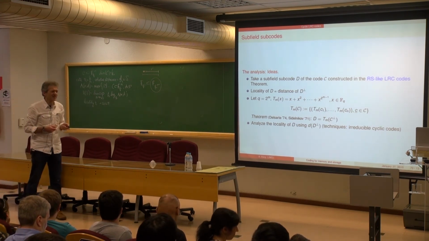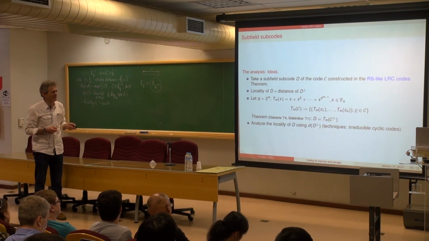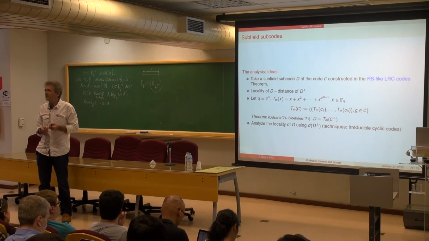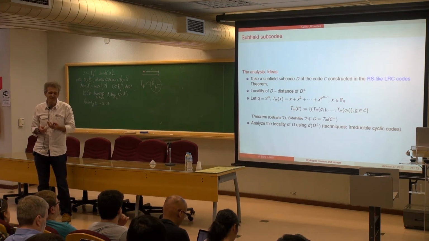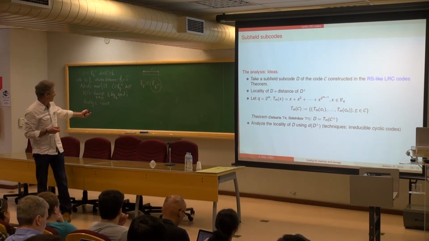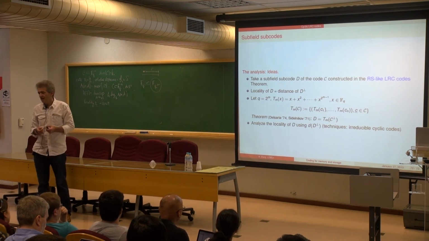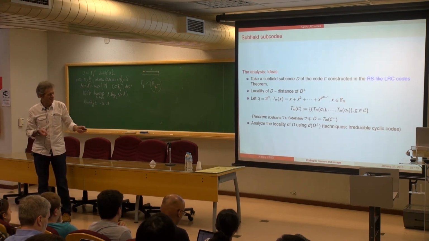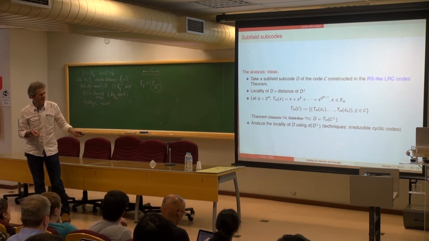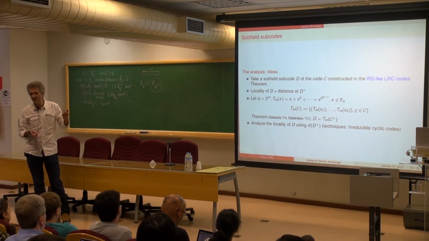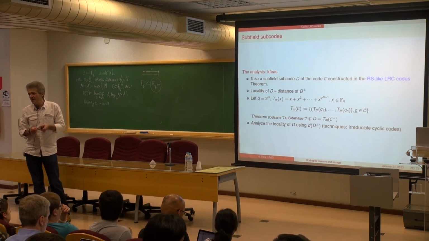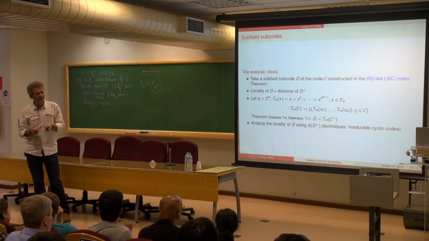The tools are very classical. Go back to the 70s. They relate the behavior of subfield subcodes to the trace mapping from F_{q^m} to F_q. I will not be able to present the details, but the technique for analysis relies on what are called irreducible cyclic codes, minimal ideals in the ring of polynomials. And we can make some conclusions about locality.